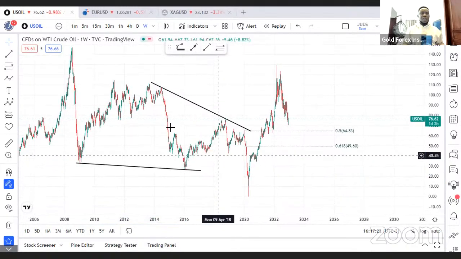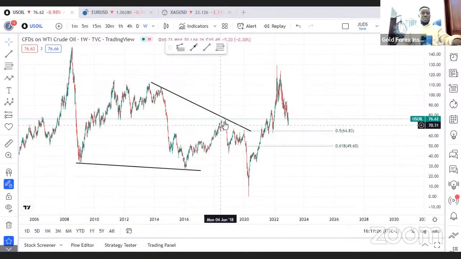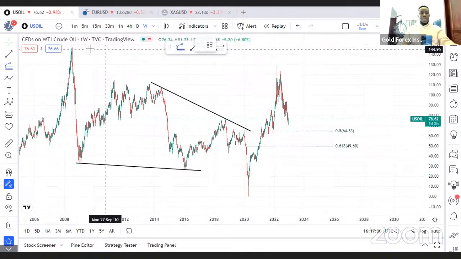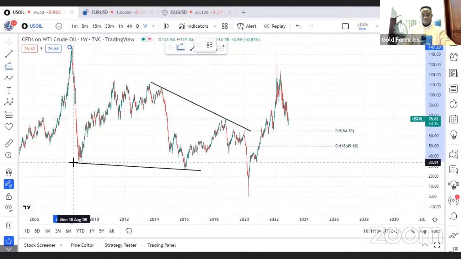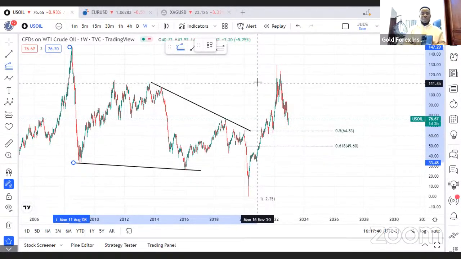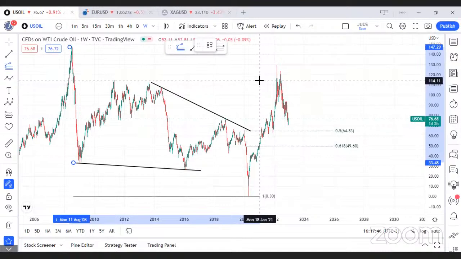Okay. Now count the wave from A, B, C. So A can be two ways. It can be A, B, C, D, E, or it can be A, B, C. But the B formed a flat, so a running flat correction. Look at this. Are you seeing this? The one ratio.